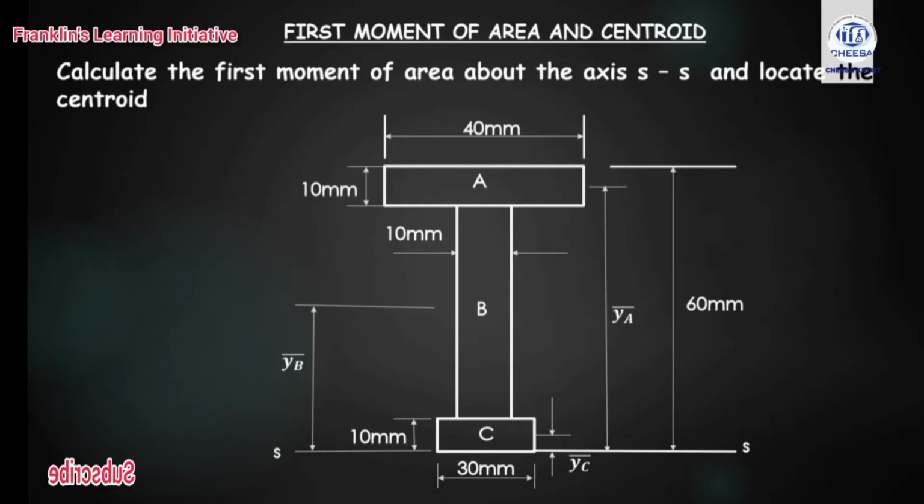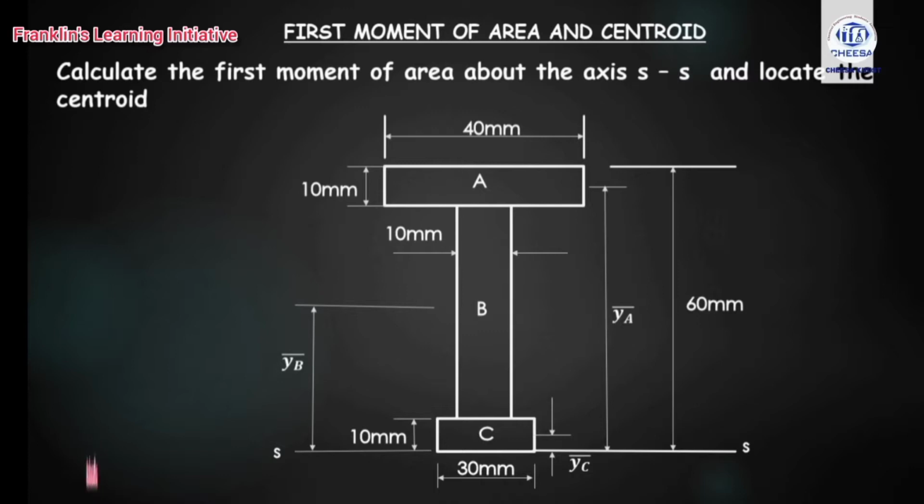In this tutorial, we are going to solve for the first moment of area and the centroid of the figure on the screen. This figure is a composite figure of three main shapes, shape A, B, and C of different dimensions. This makes this figure a non-symmetrical figure.